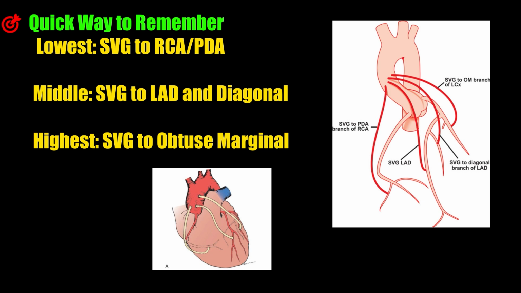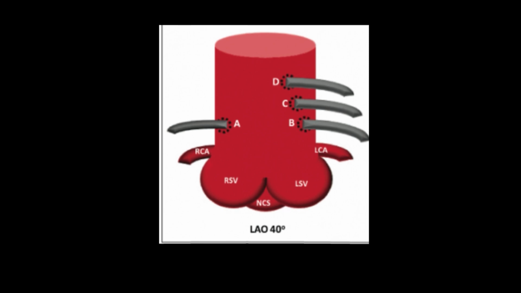Just take a look at these pictures that I'm putting up and commit those to memory. Look at them, write them if you need, and that's that. Quick test. Can you label which SVG graft goes where? Go ahead and pause the video if needed.